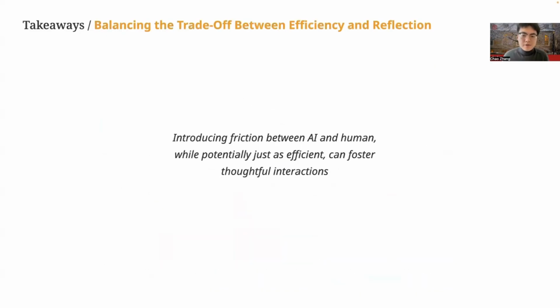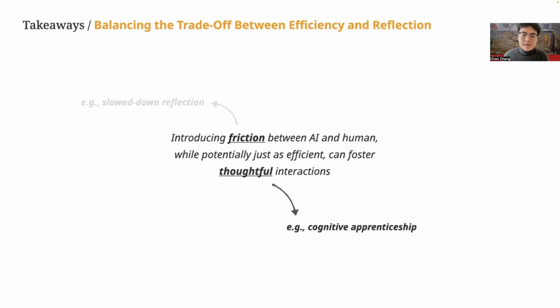From the design and the evaluation of our system Friction, we shared a key takeaway. Introducing friction between AI and human will potentially, while not just as efficient, foster thoughtful interactions. Friction, also as shown in our system name, is demonstrated as a deliberate, slowed-down, guided process of reflection. While it may not be able to achieve a better efficiency, such as quicker revision, the interaction between human and AI can become more thoughtful, such as cognitive apprenticeship.